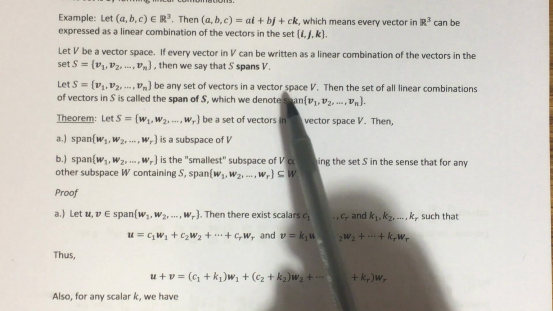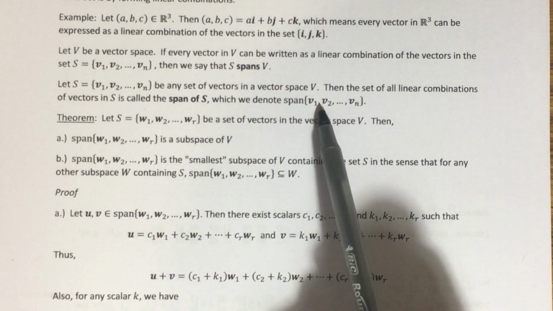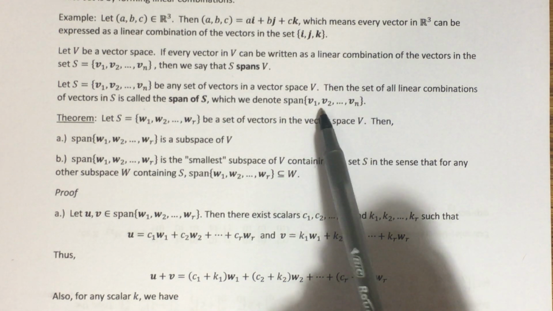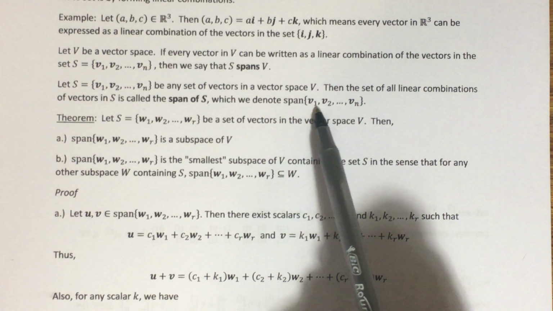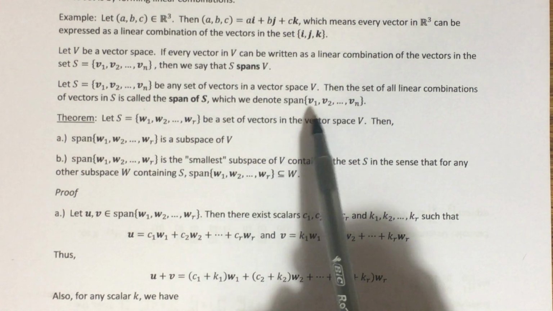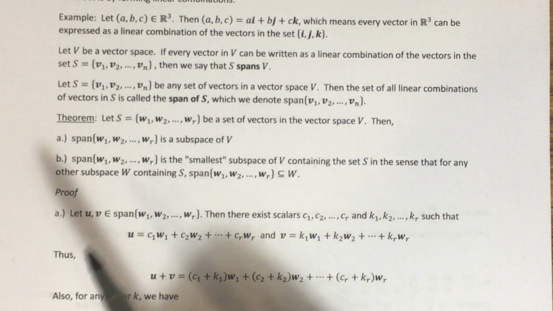Okay, so again, this thing right here represents a set. And it's the set of all linear combinations of these n vectors here. Even though this set is finite, the span of this set will usually be infinite because there tends to be an infinite number of distinct linear combinations we can form out of this.